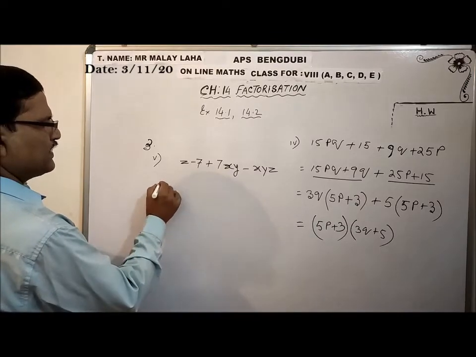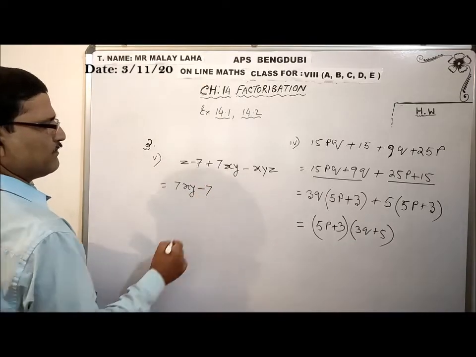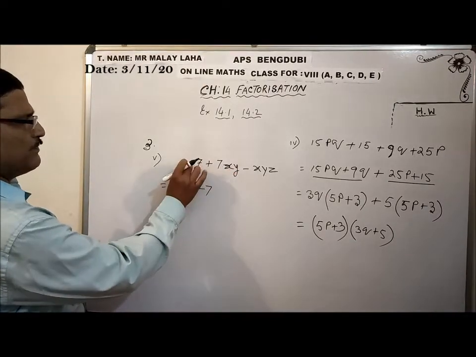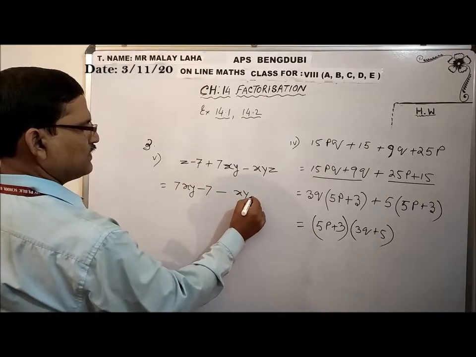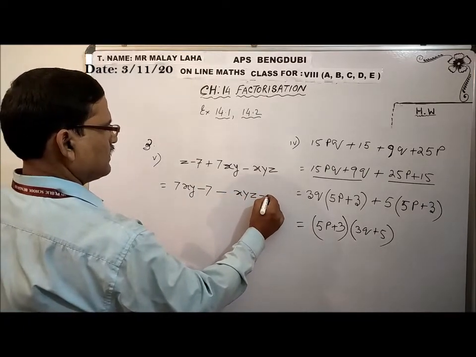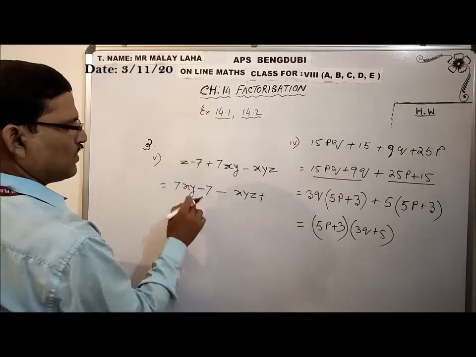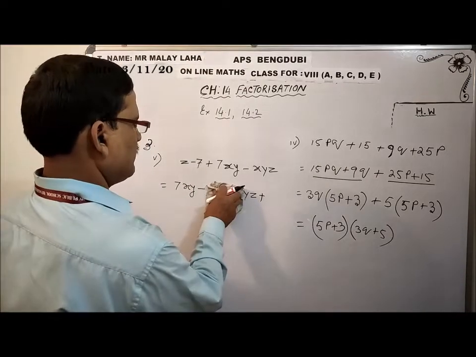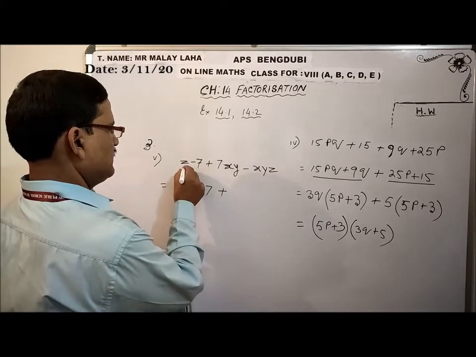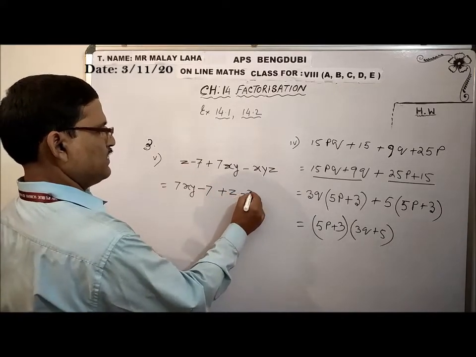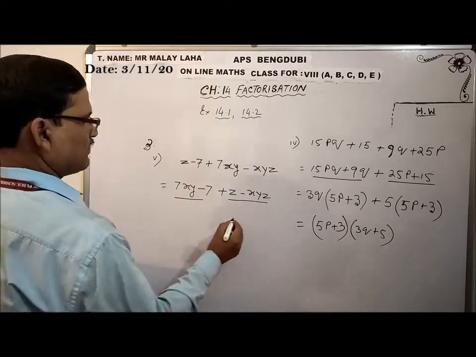Okay, now I can regroup like this: 7xy. The position might also be changed. 7xy minus 7, minus xyz plus z. This was the plus z, or you can write it down. If you are facing a problem, you can write it this way also: plus z minus xyz. What is common from here, or what is common from here?